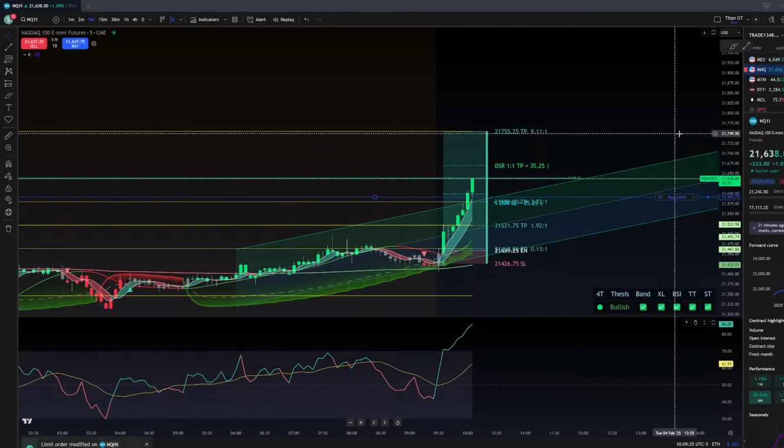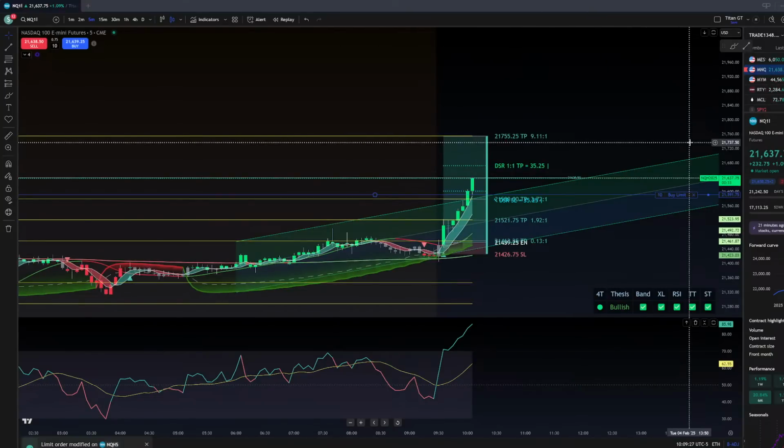There you go. Richard making sense of it. Yes, we got follow through, etc., etc. Yes, okay, we missed a trade, but we didn't lose money. That's all that matters.